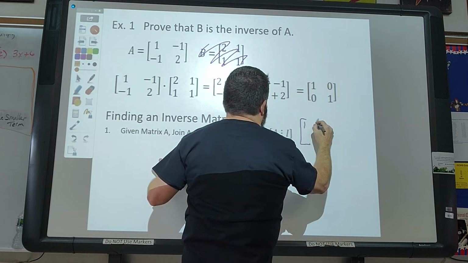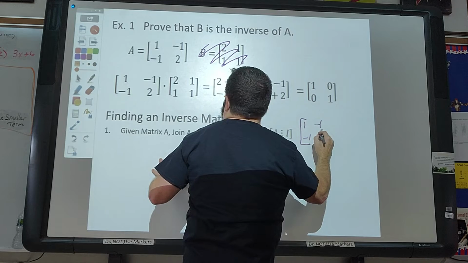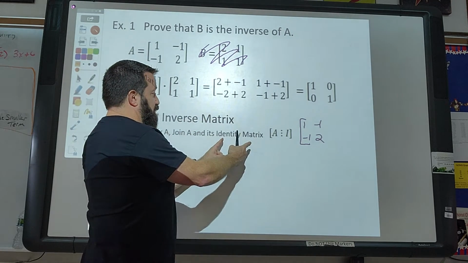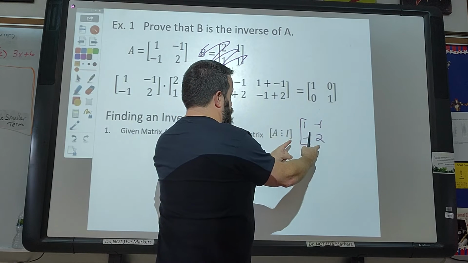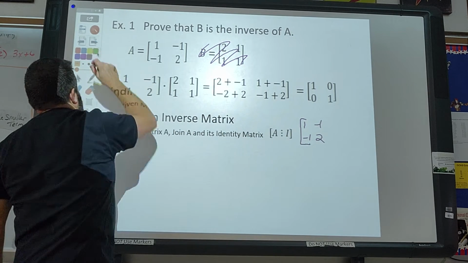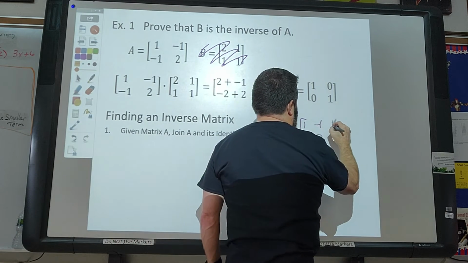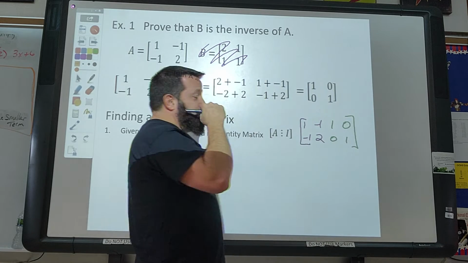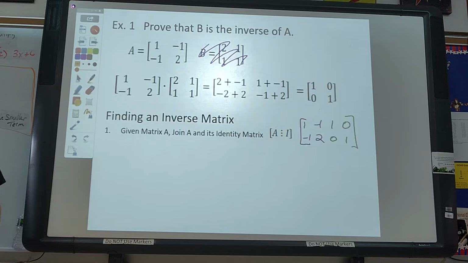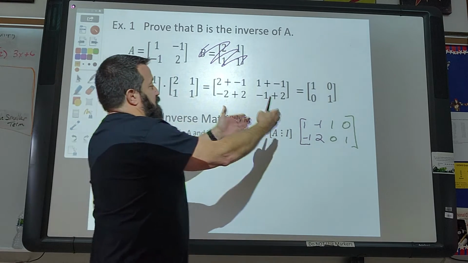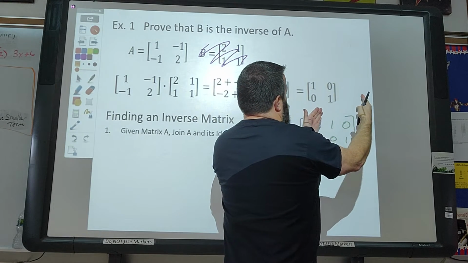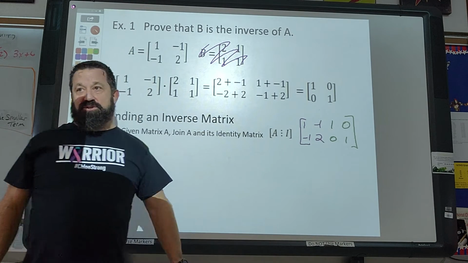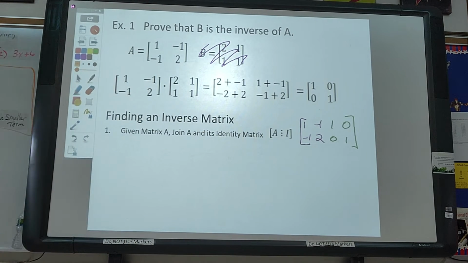So this step would look like this. I'd have 1, -1, -1, 2. But it says, and the identity matrix that goes with it. That's a 2 by 2, so the identity matrix that goes with it would be 1, 0, 0, 1. So you're putting two matrices together. You're taking your original matrix and the identity matrix and turning it into one big matrix. You with me so far?